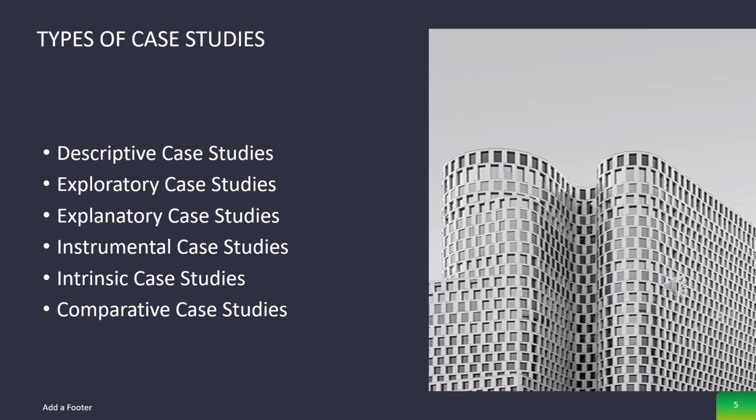Third is the explanatory case study. This focuses on explaining why a particular event or phenomenon occurred. They delve into underlying factors, context, and mechanisms that contribute to the observed outcome. Next is the instrumental case study. The primary purpose is to understand a specific case in order to gain insights that can be applied to similar cases or situations. They are often used to develop theories or frameworks that have broader applicability.